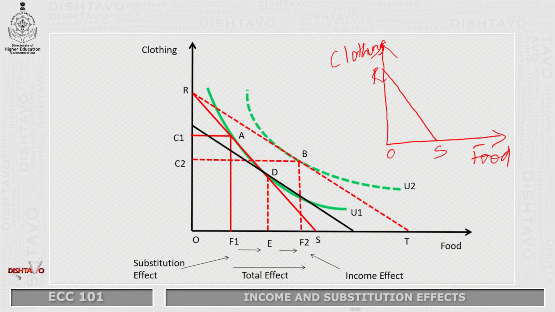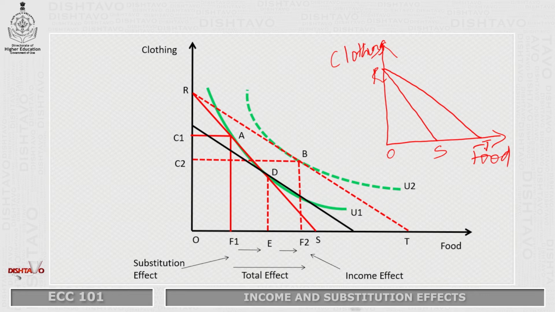Now suppose the price of food falls. Because the price of food has fallen, the budget line is rotating outwards. So you can see the new budget line, the red dotted line, that is your new budget line RT. Why has this budget line rotated outward? It is because of the fall in the price of food, and food is measured on the horizontal axis.